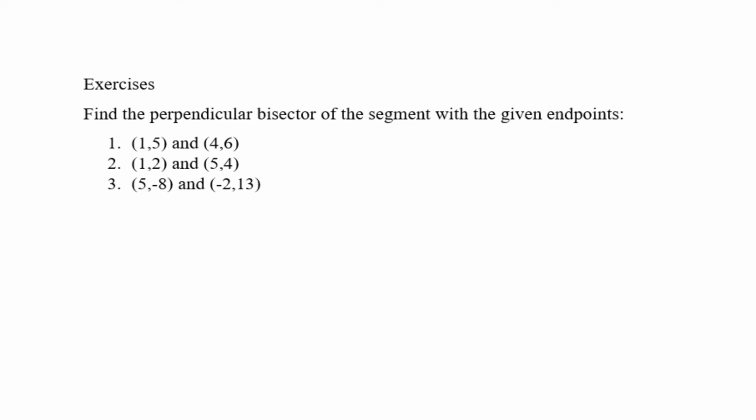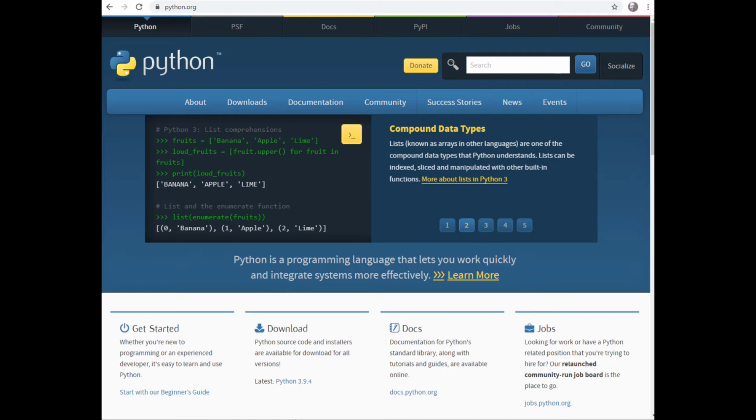Here's a few problems students are expected to solve algebraically. The first step to solving a problem using a computer is doing it by hand. We'll do it by hand to figure out the method, and then teach that method to the computer. We'll be using the Python programming language. The first problem is to find the perpendicular bisector of the segment with the endpoints (1, 5) and (4, 6).